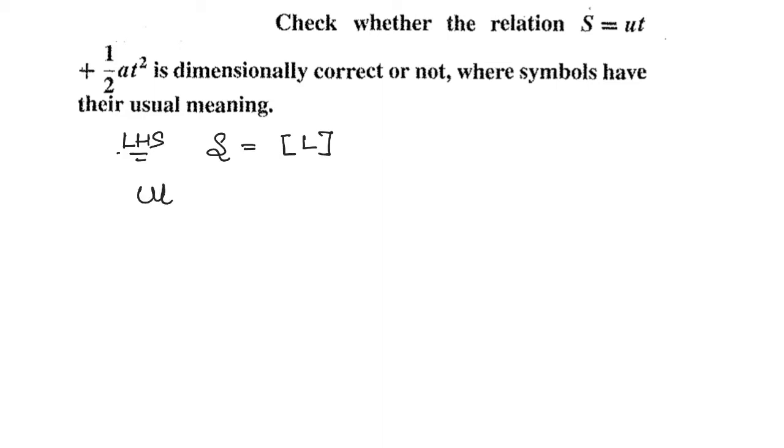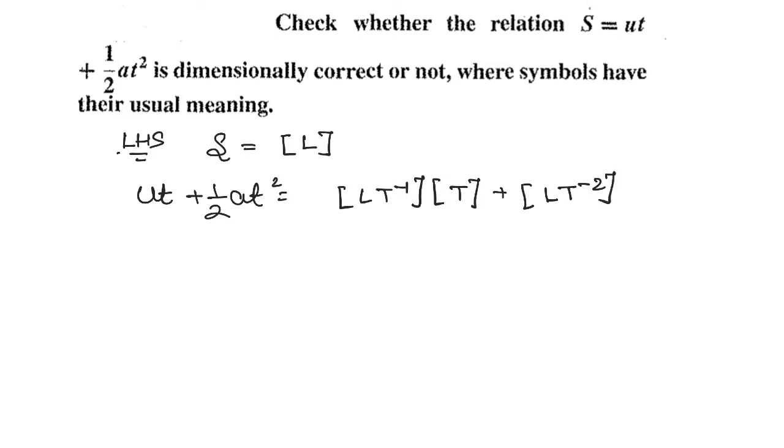And when we are saying ut plus half at square, what is u, class? Velocity, LT minus 1. What is time? T. Half has no dimensions. What is acceleration, Shivangi? LT minus 2. These you have to learn.